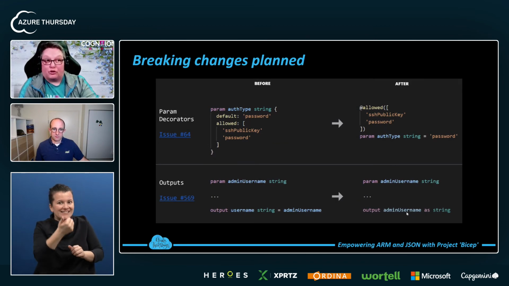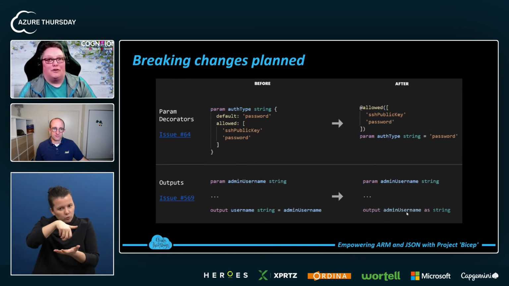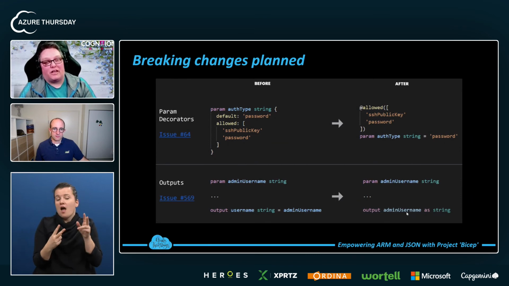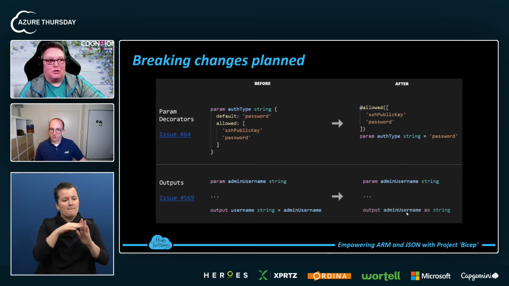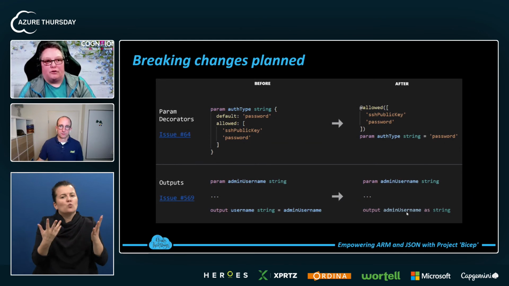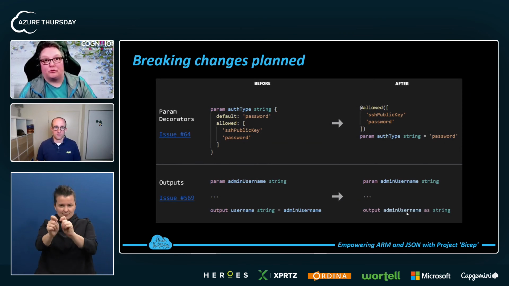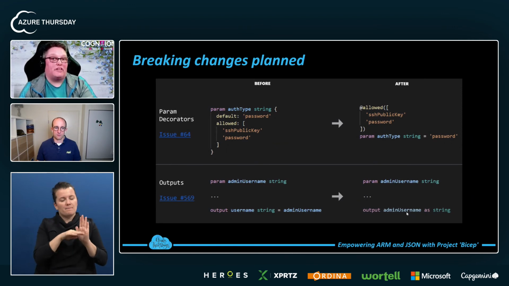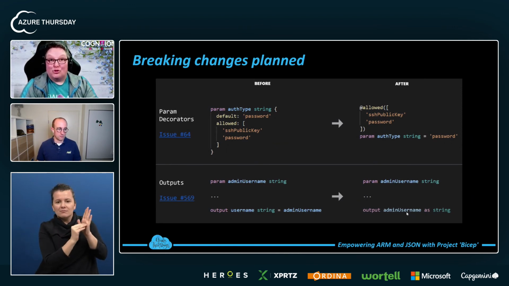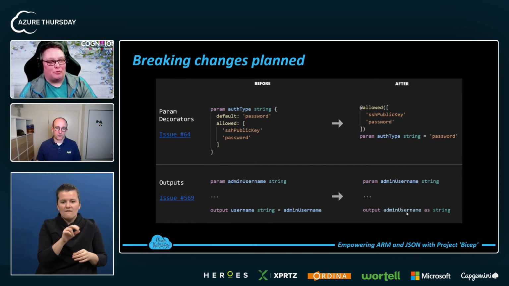So two of the cool feature requests that they already incorporated is what they call parameter decorators. This allows you to, as you can see, have an even more intuitive configuration of, in this example, the allowed values for your parameter. And that will make it definitely a lot more powerful to use Bicep in an intuitive way.